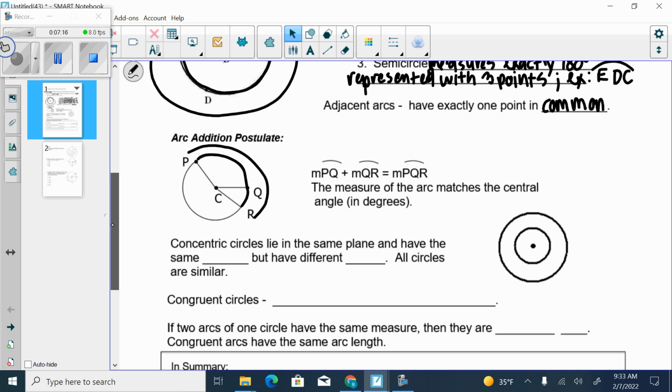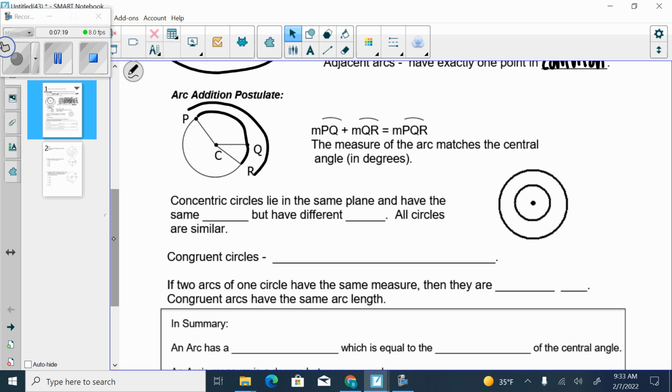Then it says concentric circles lie in the same plane and have the same center, but they have different radii. You can see this is what they're talking about over here. These both have the same center point, but I can see that the radius of the small circle and the radius of the big circle are not the same.